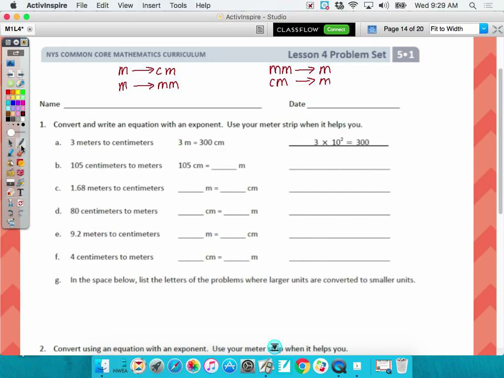Okay, most likely you are done with your little cheat sheets at the top to help you. Yeah. I need my decimal trick also.